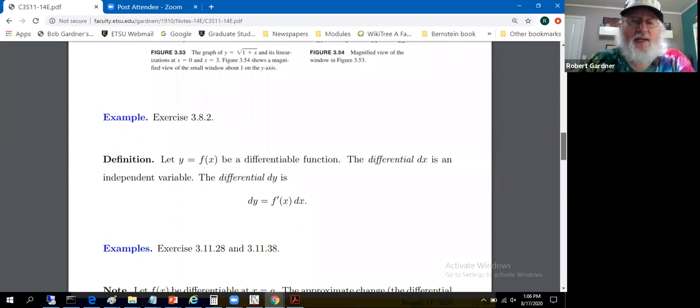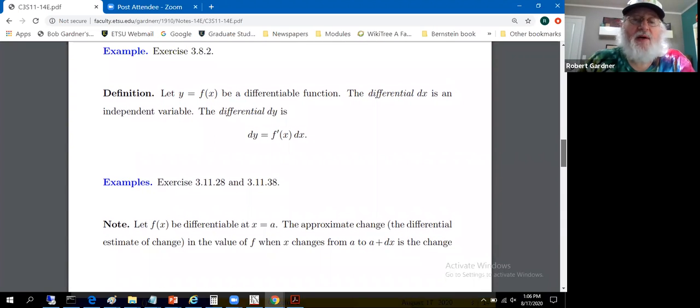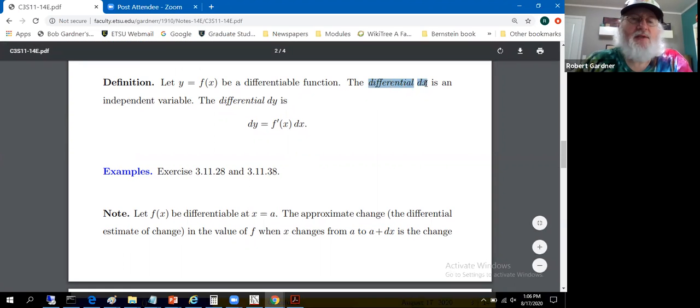A new little idea, that of a differential. Let y equal f of x be a differentiable function. The differential dx is an independent variable. The differential dy is defined as dy equals f prime of x dx.